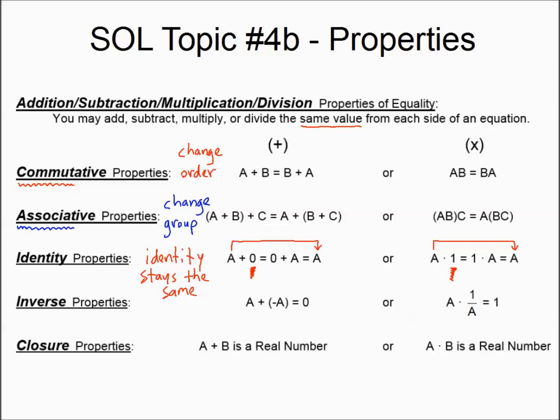As opposed to the inverse property, inverse undoes stuff. If we add two opposites, A and negative A, they cancel each other out and we get that additive identity 0. If we multiply two reciprocals, A and 1 divided by A, they cancel each other out by multiplication and we get that multiplicative identity. So inverse property, they undo things.